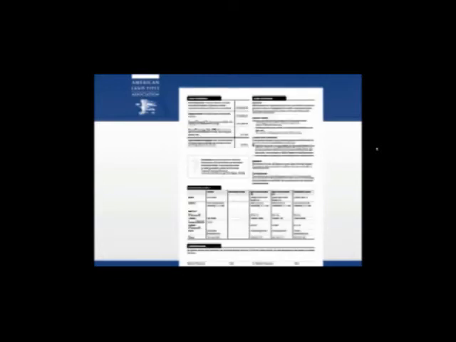Page 5 here looks very much like what you saw in the loan estimate, including the APR and the TIP, which is the flip side of APR.